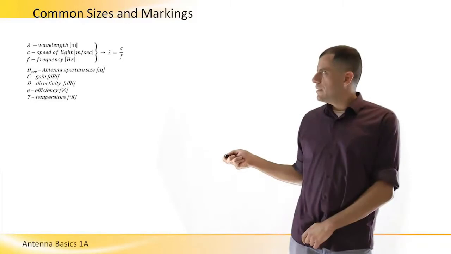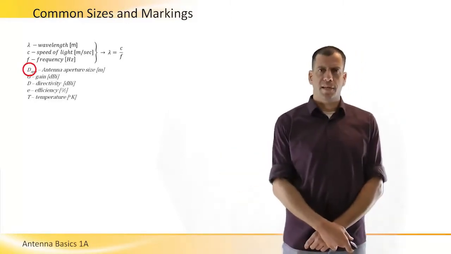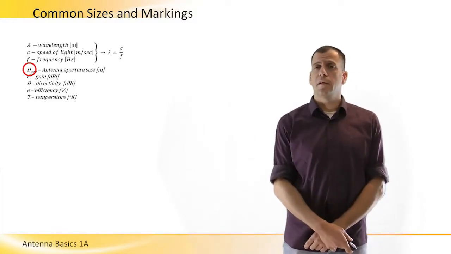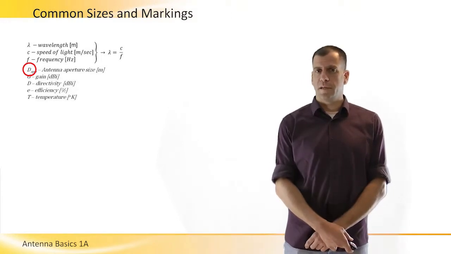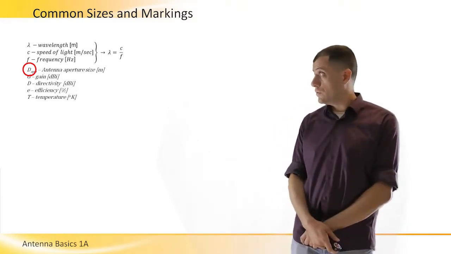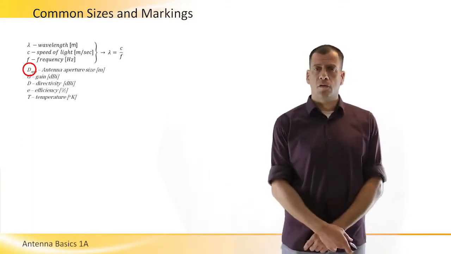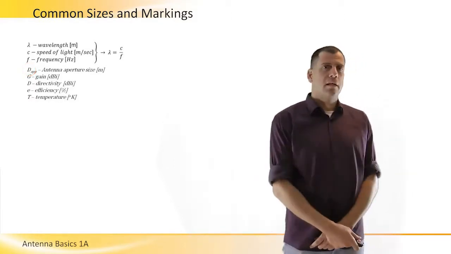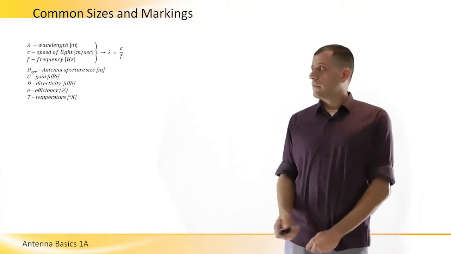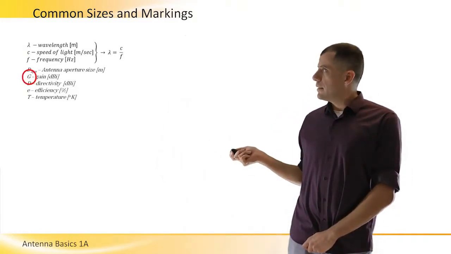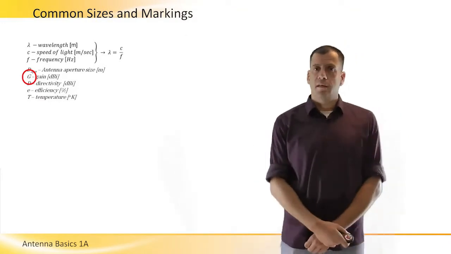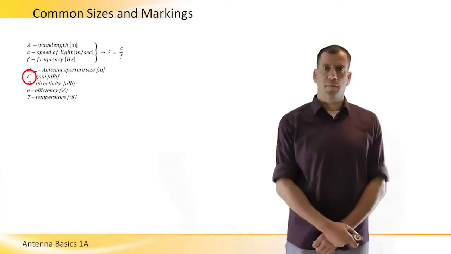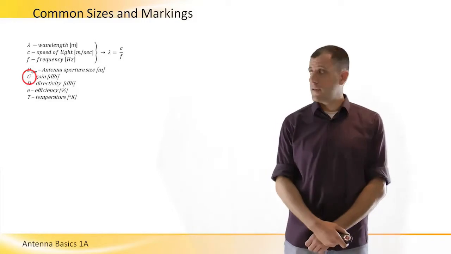The next size here is the antenna aperture size. The antenna aperture size will be used later for some calculations that we will show, and it is also measured in the same length unit, which is here meters. The next term is the gain. The gain is marked by the capital letter G. The unit for gain, here you have to pay attention, is the dBi. I will explain later what the i means.